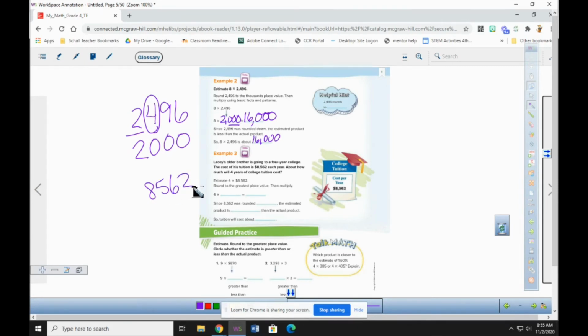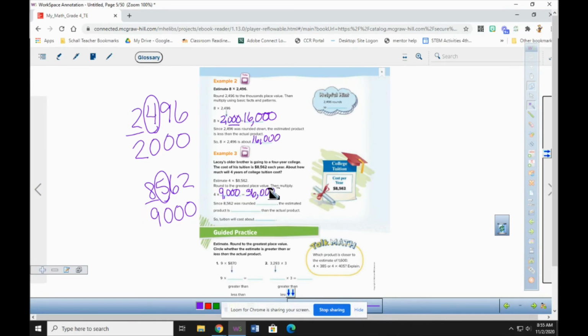8,562. We're rounding to the greatest place value, so we're looking at the one right to its right. We have a 5. Rules tell us with a 5 or higher, we round up. So now instead of an 8, I have a 9. And the rest are all zeros. 4 times 9,000. 4 times 9 is my simple basic math fact. That's 36. And then I'm going to add my zeros.